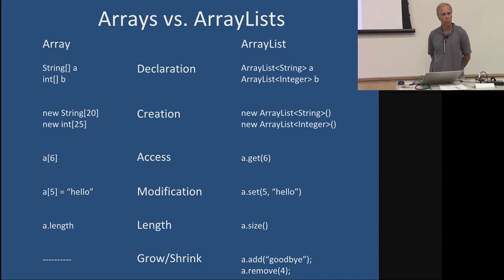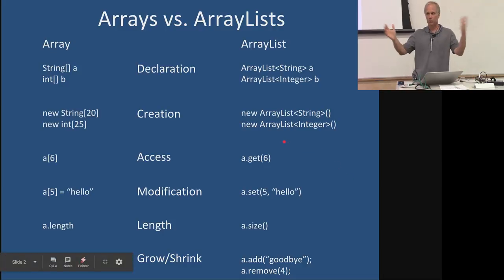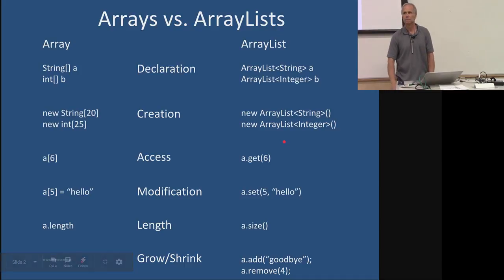So I use arrays when I'm forced to, basically, or when I know I need something of fixed length. And when I say I'm forced to, it's because the language requires arrays, like the arguments to main. That's an array, no way around it. But if I need something I know needs to grow and shrink in size, skip arrays, use array lists.